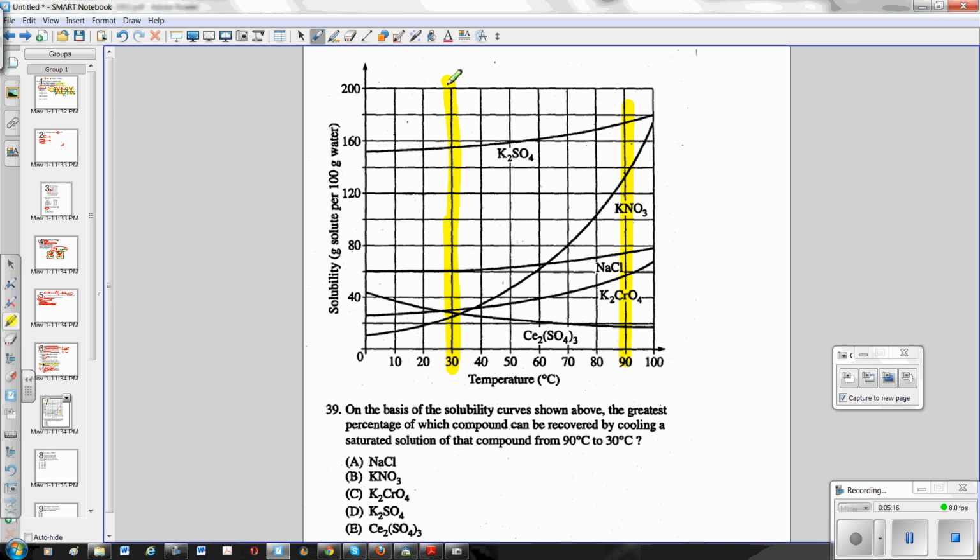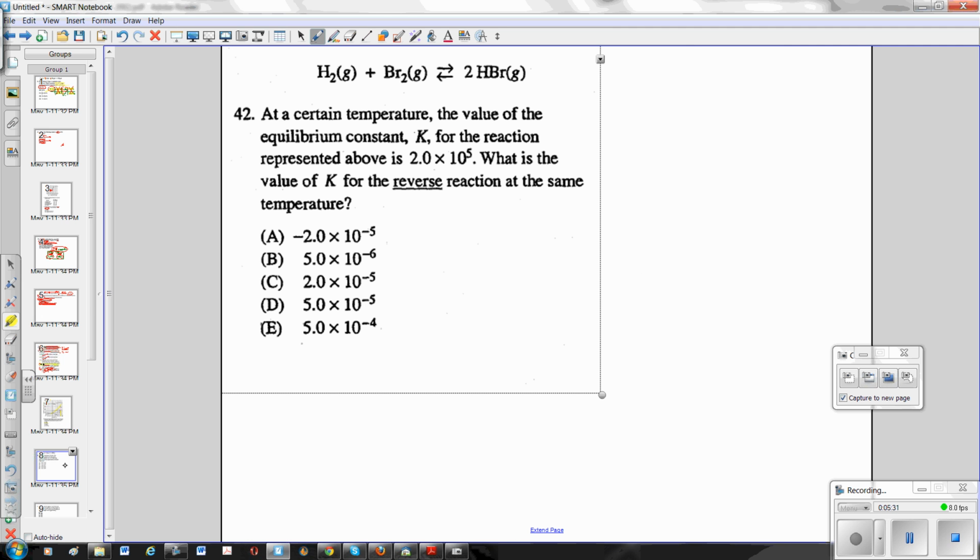Greatest recovery, remember, as you cool it, the solubility is going to decrease. So whichever curve slopes the most will be the correct answer. If you look, the KNO3 curve has the greatest slope. So B is the correct answer for 39.